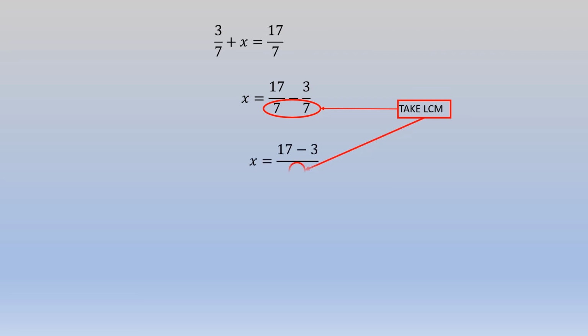So after we take the LCM, we get something like this, that is x equals to 17 minus 3 by 7. And then we need to conduct the mathematical operation, that is 17 minus 3 in the numerator, and we need to keep the 7 as it is. So we get x is equals to 14 by 7. After that, we know that 7 is the factor of 14, so we cancel. 7 times 1 is 7 and 7 times 2 is 14. So our final answer is x equals to 2.